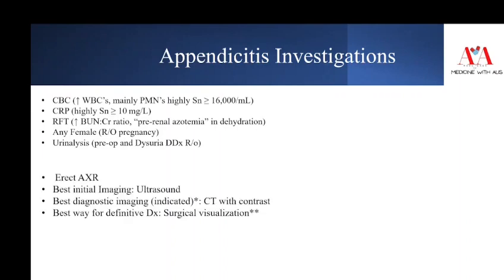Now regarding radiologic investigations, first we have the abdominal X-ray. The best initial imaging, and this is regarding the questions in the exam and regarding the rotation questions, is ultrasound. The best diagnostic imaging is CT with contrast, actually if it was indicated, in clinical practice if it was indicated. In the exams the best diagnostic imaging was CT with contrast.